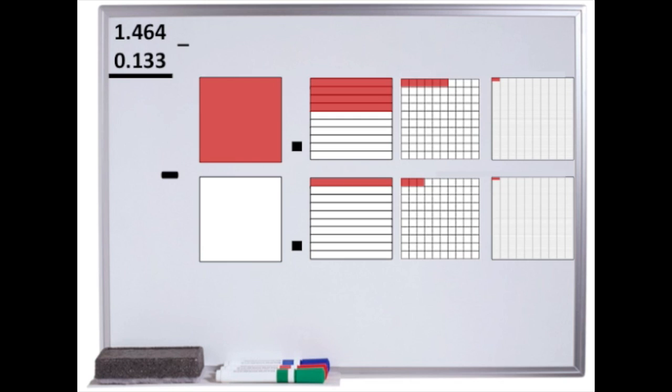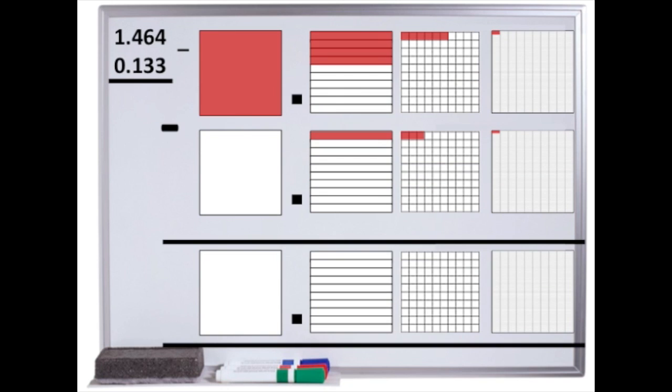Here are our colouring grids. We've coloured them according to our numbers. 1.464. Take away 0.133. Let's do the subtraction. Remember, we always start on the right side and move towards the left side. 4 take away 3 equals 1.